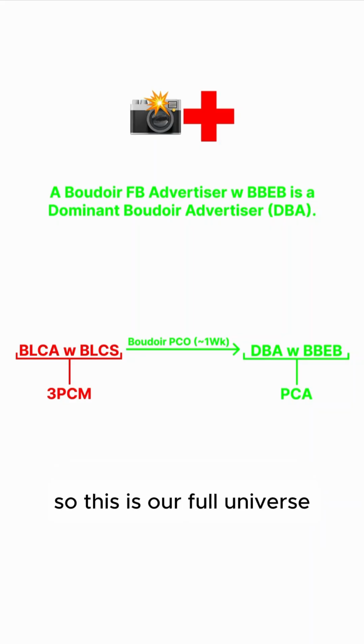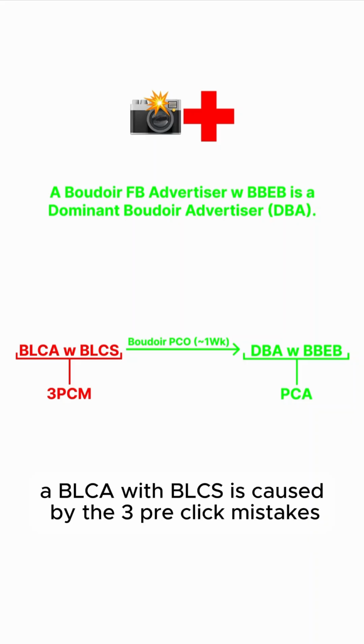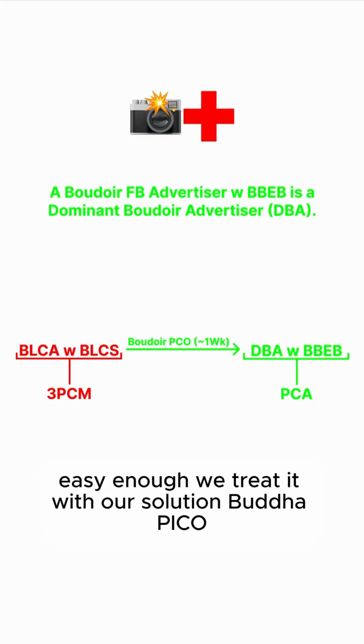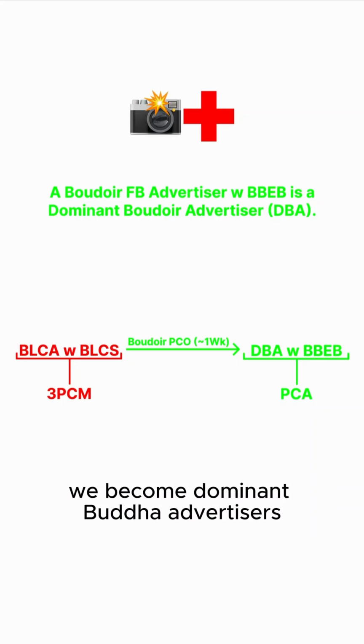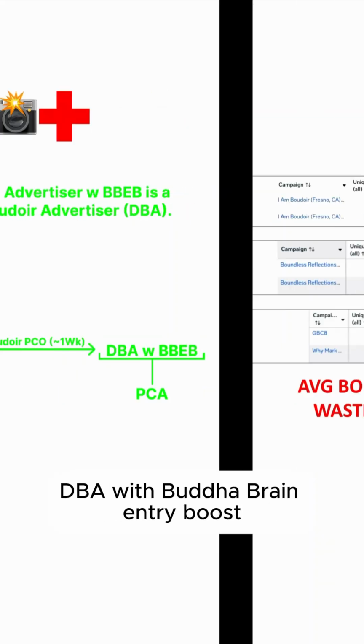We also know that a Boudoir Facebook advertiser with Boudoir brain entry boost is a dominant Boudoir advertiser, a DBA. So this is our full universe. A BLCA with BLCS is caused by the 3 pre-click mistakes. Easy enough. We treat it with our solution, Boudoir Pico, which takes about a week. We achieve PCA, the pre-click alignment, and we become dominant Boudoir advertisers, DBA, with Boudoir brain entry boost.